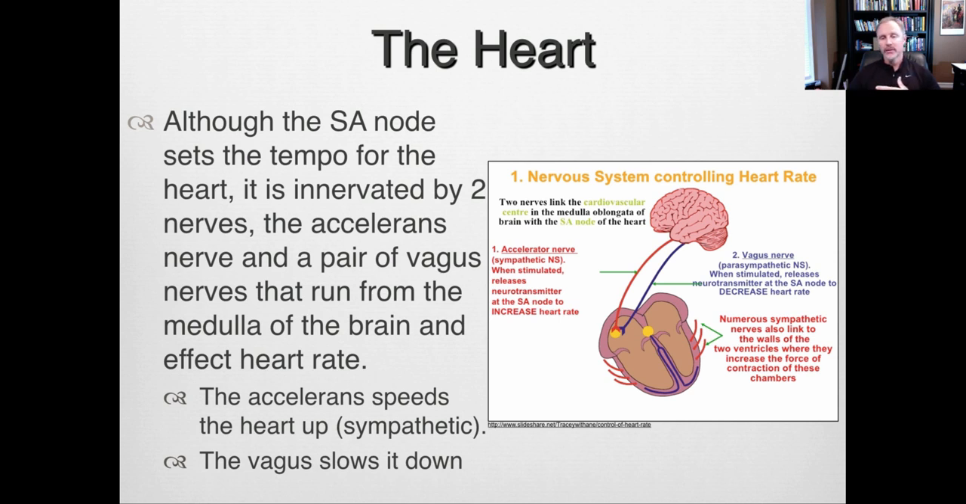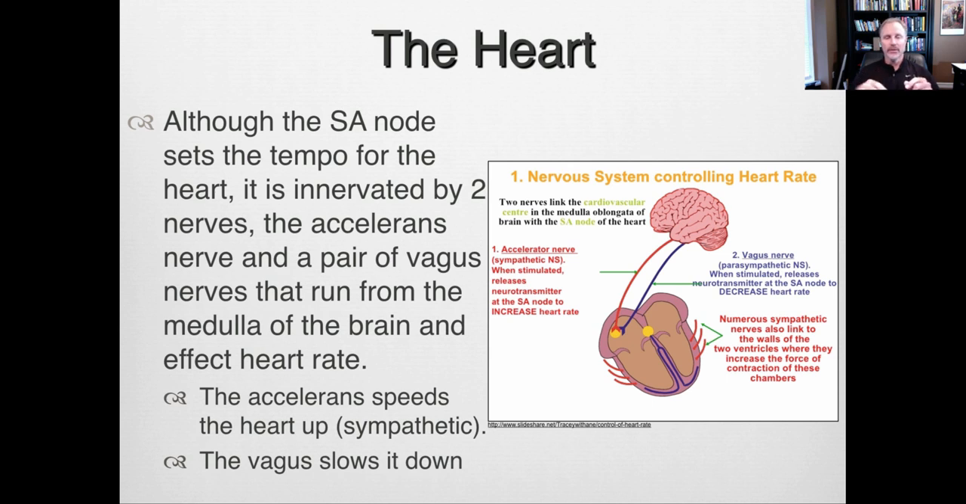We have the accelerans nerve and we have the vagus nerve, and these things are part of a larger system. We said the sympathetic and the parasympathetic system. If you think of the sympathetic system as being the fight or flight type of thing, the thing that's going to increase the activity of whatever it is in your body, in this case the heart. And then we talked about the parasympathetic, which is the rest and digest system. That's the one that's going to undo the actions of the sympathetic nerve.